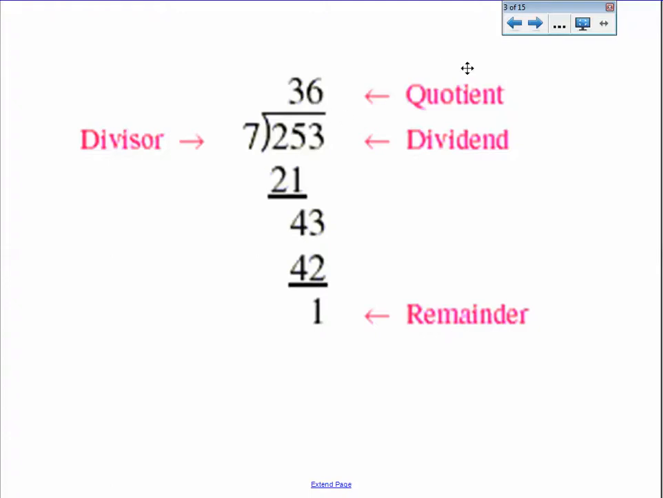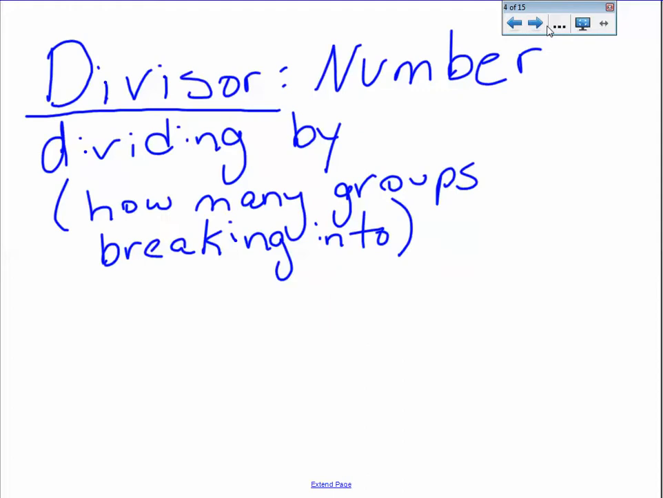So you can see the label here as you lay out the problem. Dividend here, the number that's being divided up; the divisor, the number that's doing the dividing; the quotient, the answer; and the remainder. Now let's write these down in actual definition form.